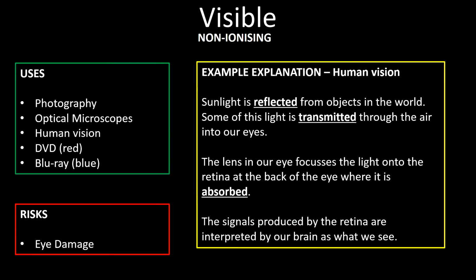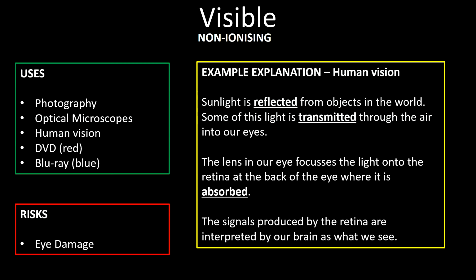So how does human vision work, for example? Well, sunlight is reflected from objects, so we can see most objects in the world because they reflect light; they don't give out their own light. They're not luminous. They can only be seen because light is reflected. Same sort of thing with the moon. The moon can be seen in the night sky because sunlight is reflecting from it. Some of this light is transmitted through the air into our eyes. The lens focuses the light onto the retina where it's absorbed.